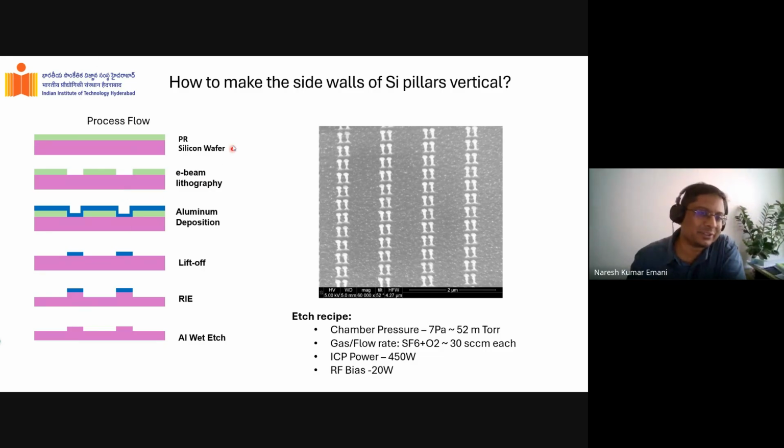So I took a silicon wafer, coated some PR, rather E-beam lithography, did the pattern definitions, then did aluminum deposition, and then had these small nano antennas, which are essentially aluminum. And then we are supposed to do RIE and etch down into silicon. The pink is silicon. After that, I remove the aluminum by wet etching, right? So I remove aluminum, I end up with these antennas. These were supposed to be nano antennas.